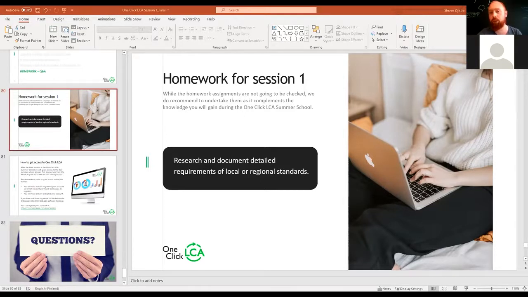So for example, in BREEAM International, it's possible if you report on building services, you get more credits. And in BREEAM UK, you also get more credits if you do building services options. This summer school does not include life cycle costing, but we could look into doing a separate session on life cycle costing. Besides LCA, is it possible to evaluate material flow analysis of interior construction by building by OneClickLCA? Yeah, you could do a material flow analysis.